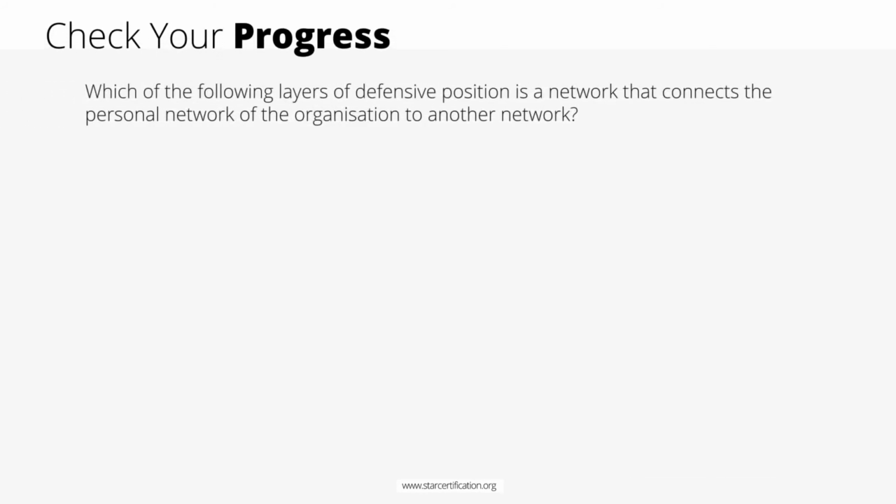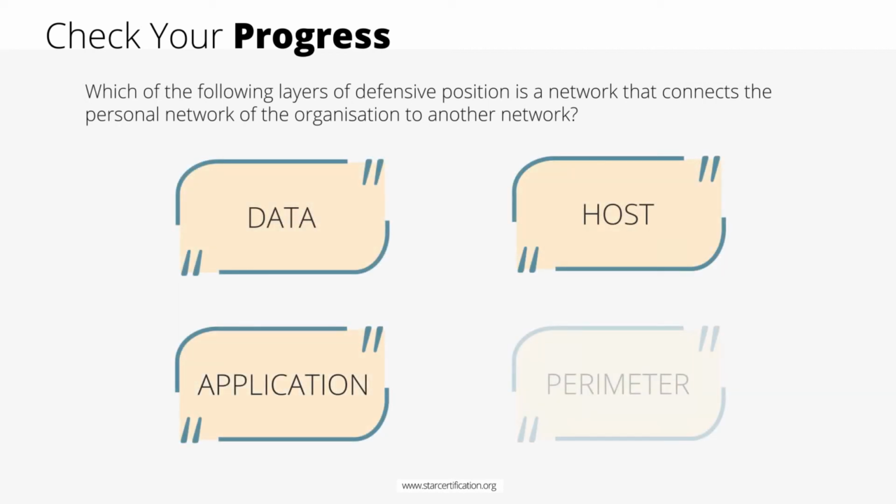Now, you have learned about the Information Security Management Program. Let's check your understanding of this section. Which of the following layers of defensive position is a network that connects the personal network of the organization to another network? Perimeter is a network that connects the personal network of the organization to another network.